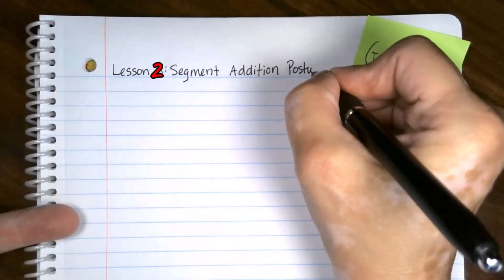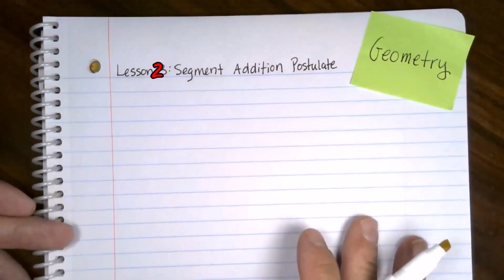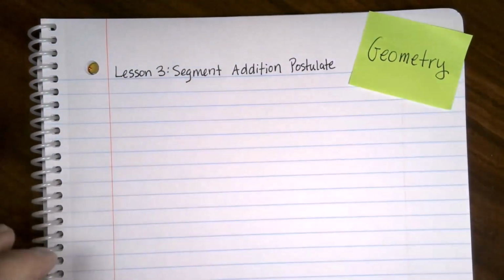Segment addition, it's called segment addition postulate. Postulate's a fancy word for rule. Let me show you what the segment addition postulate looks like in a real simple way.